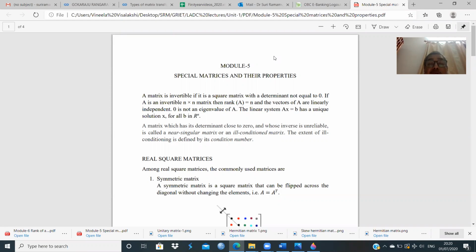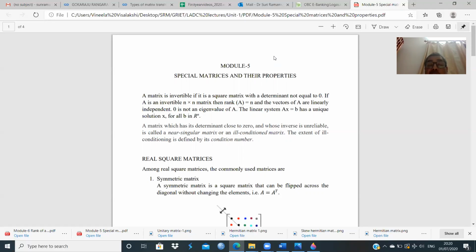A matrix is invertible basically if it is square with a determinant not equal to 0. If A is an invertible n by n matrix, then it will be full rank and the vectors of A are linearly independent. 0 cannot be an eigenvalue of A, and the linear system Ax = b has a unique solution for all b in the Rn space.